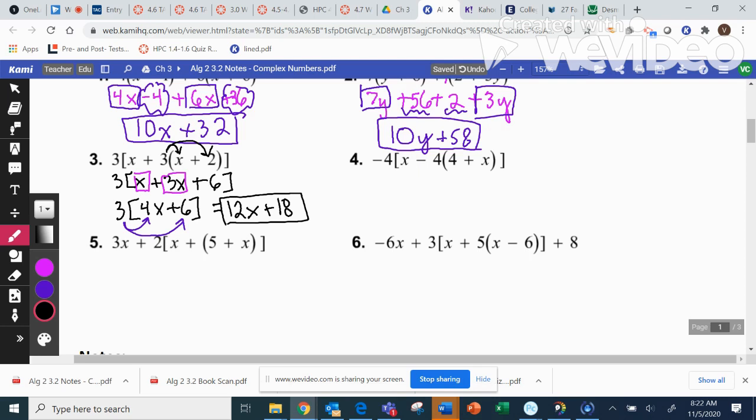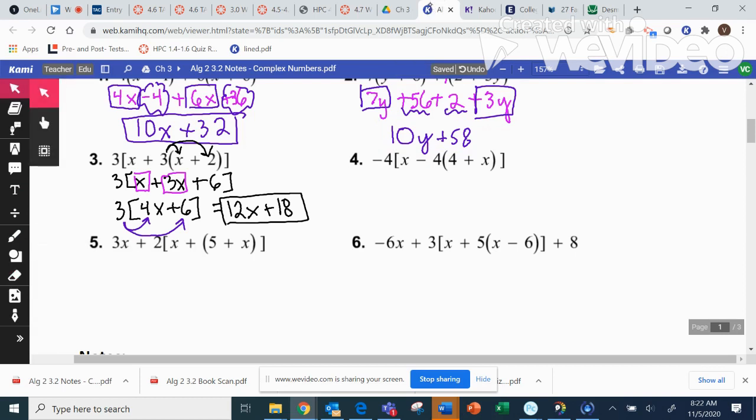All right, on this next one, I need to move this. It's taking up too much space. Yep. Yeah. Okay.